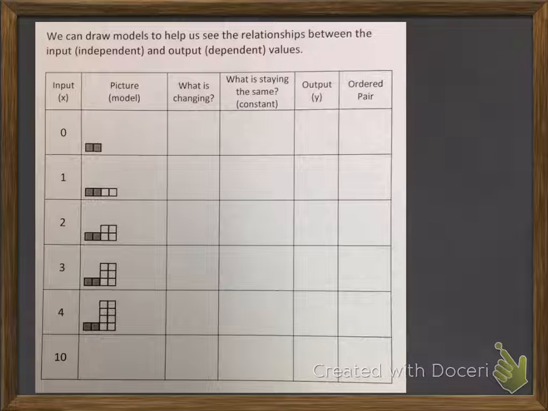We can draw models to help us see the relationships between the input and output values. In this table, we have some pictures or models, and in this first one, you'll notice that there are just 2 little gray squares. Now the rule for this table is going to be 2 plus x times 2. So let's see what we find with each one.